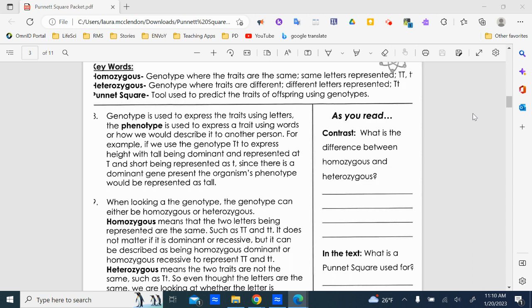8. Genotype is used to express the traits using letters. The phenotype is used to express a trait using words, or how we would describe it to another person. For example, if we use the genotype big T, little t to express height, with tall being dominant and represented as big T, and short being represented as little t, since there is a dominant gene present, the organism's phenotype would be represented as tall.